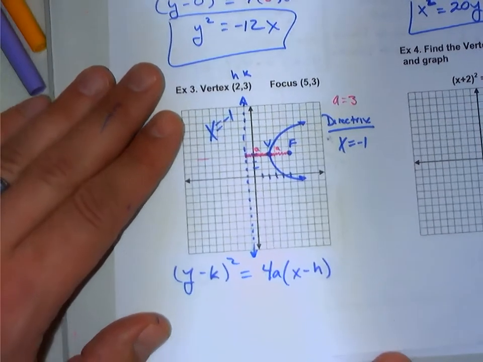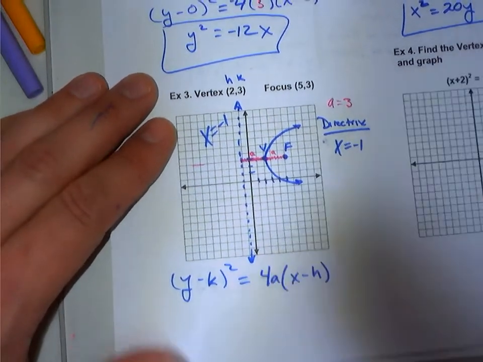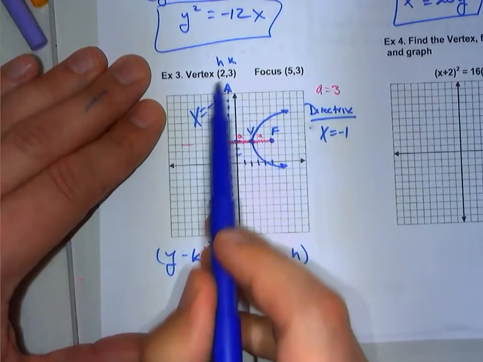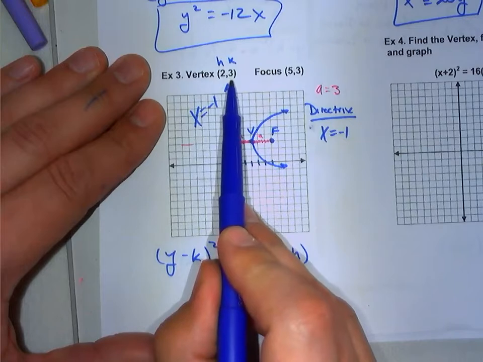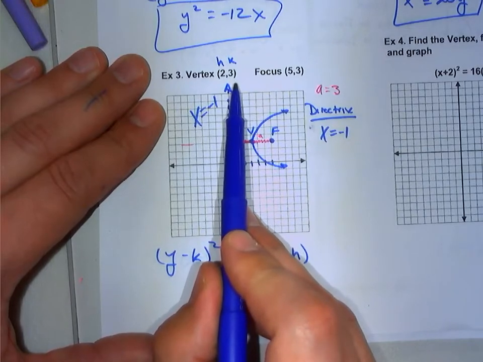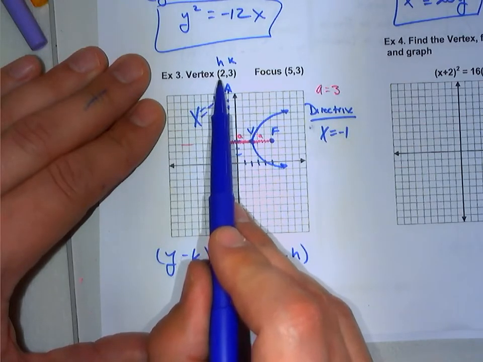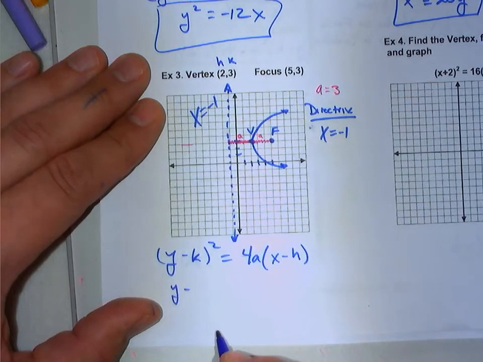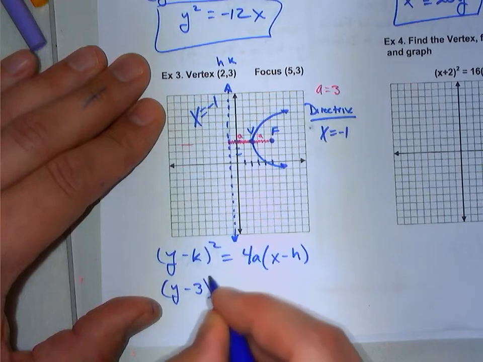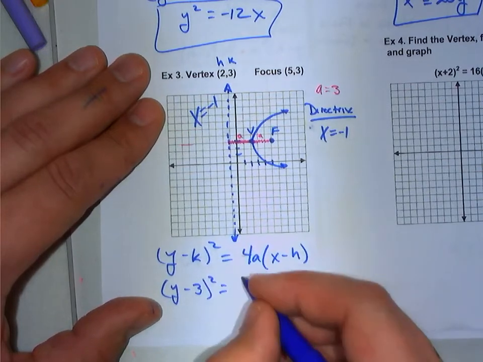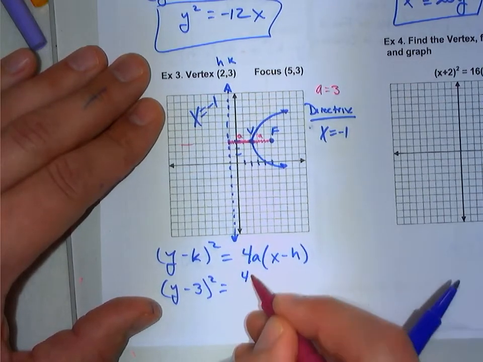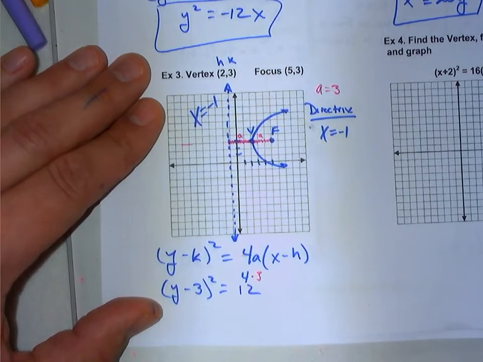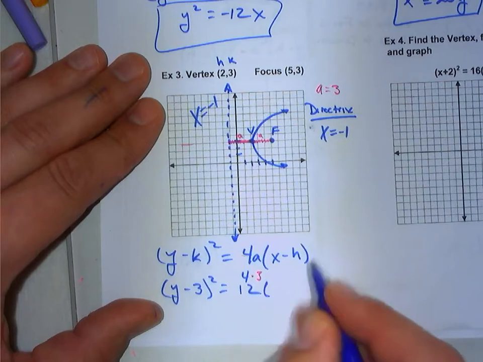Okay? Now, one of the things that people get mixed up on is your h and k value. Okay? When you grab k, make sure you grab the second number, the 3. And when you grab h, make sure you grab the first number. So y minus k is y minus what? 3. Awesome. A, 4 times 3 is 12. And then x minus h, what's h?